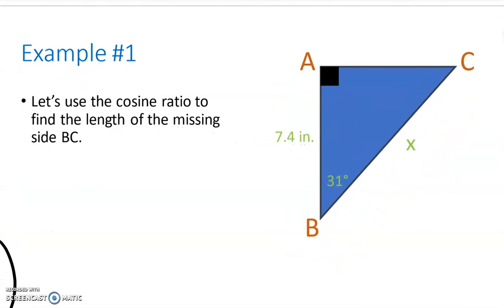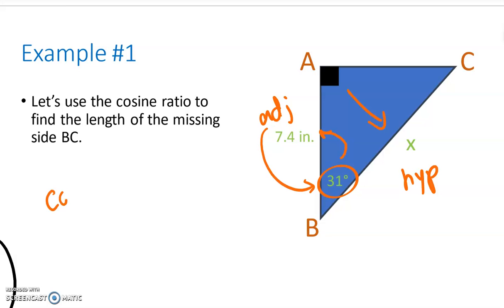It says, let's use the cosine ratio to solve for the missing side. Notice how the angle given to us is 31 degrees. We are solving for the hypotenuse of the right triangle, and another side that's given to us is the adjacent side. It is adjacent to this 31-degree angle. So we're going to use cosine.